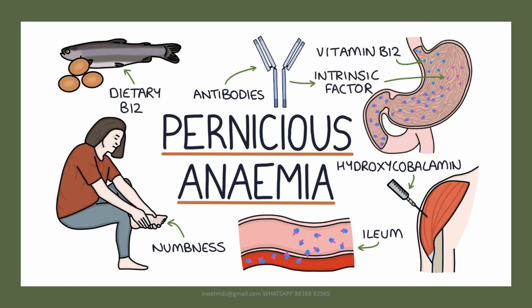So, intrinsic factor is present in the stomach, it is secreted by parietal cell, whereas the extrinsic factor is the dietary B12. So, these two will form a complex and the B12 gets absorbed in the ileum after this complex.